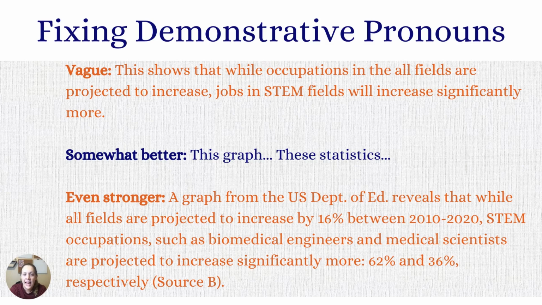So let's take a look at an example. The vague wording would be, "This shows that while occupations in all fields are projected to increase, jobs in STEM fields will increase significantly more." While that's not necessarily a bad sentence, it would be improved if we were to say this graph or these statistics.